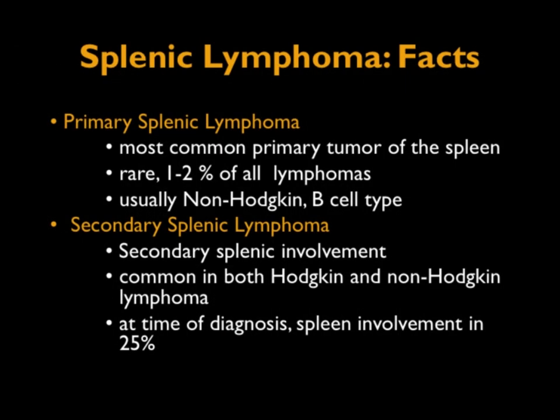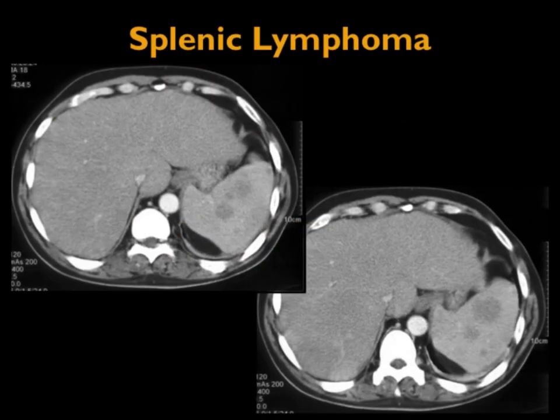Now, when we talk about the spleen and tumor, you always need to think about lymphoma. That's the most common primary splenic lesion. It's rare, usually non-Hodgkin's B-cell. More common for us is to see secondary splenic involvement for both Hodgkin's and non-Hodgkin's, but not isolated, where it's primary splenic lymphoma. So here's an example of multiple low-density lesions in the spleen.